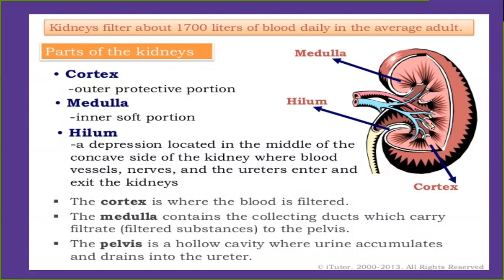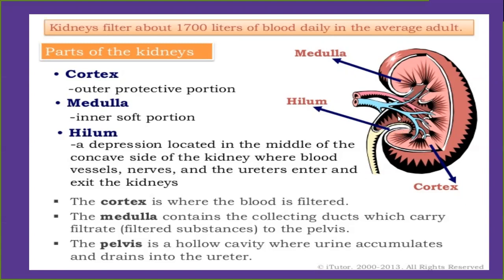This medulla contains the collecting ducts which carry filtrate to the pelvis. What is the meaning of filtrate here? The filtrate we can call urine. What is the meaning of pelvis? The pelvis is a hollow cavity where urine accumulates and drains into the ureter.